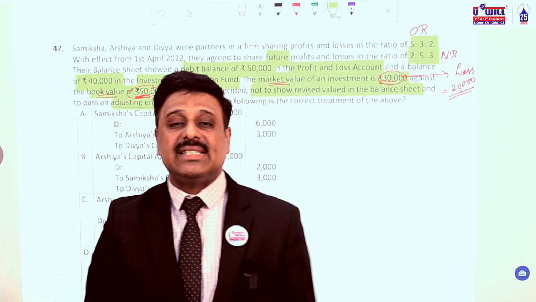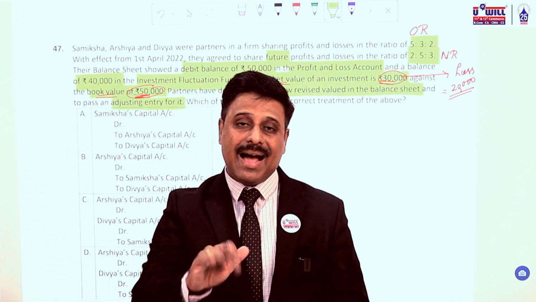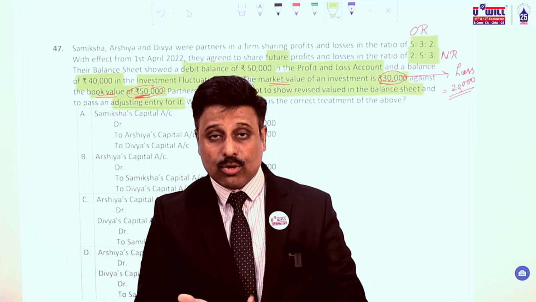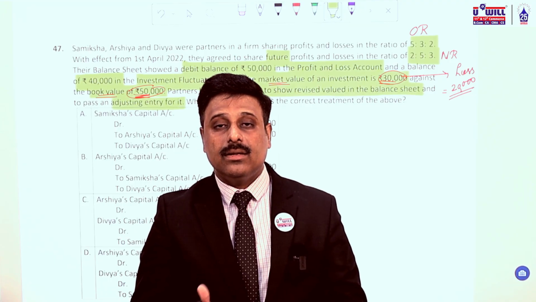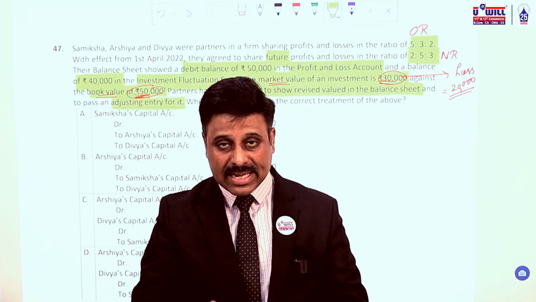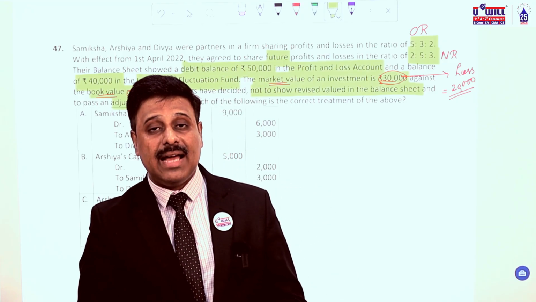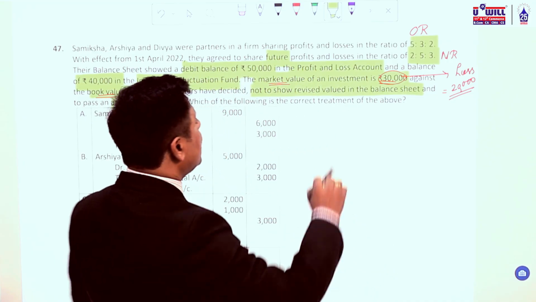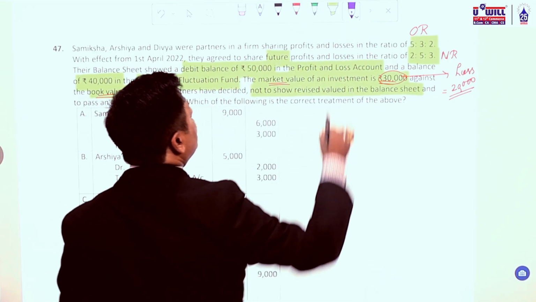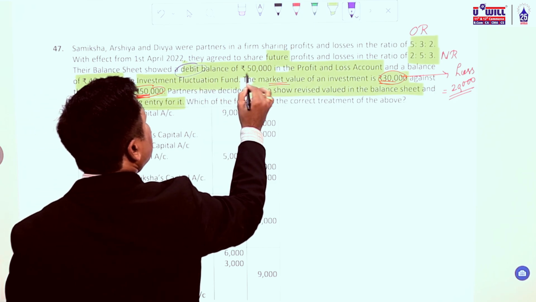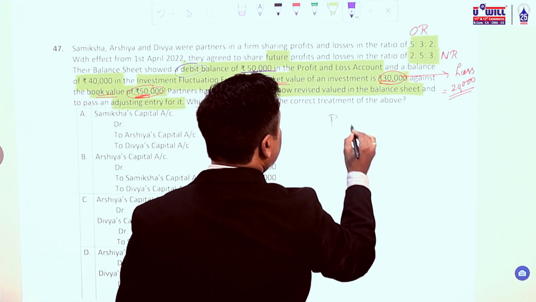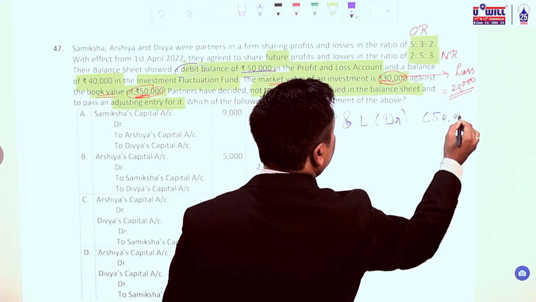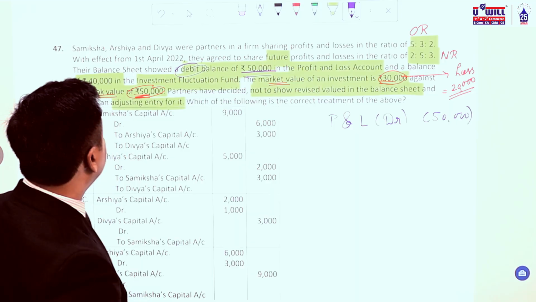Now, how do you pass the adjusting entry? If there is a favorable balance, favorable meaning reserves and accumulated profits are more, then gaining partner's capital account is debited to sacrificing. If there is an unfavorable balance, then sacrificing partner's capital account is debited to gaining. First, let us find out whether there is a favorable or unfavorable balance. We have a debit balance of P&L account 50,000, that is unfavorable. Unfavorable, I am writing in negative bracket.